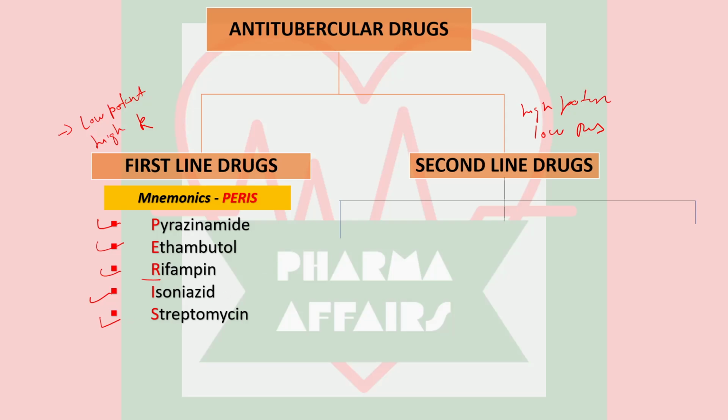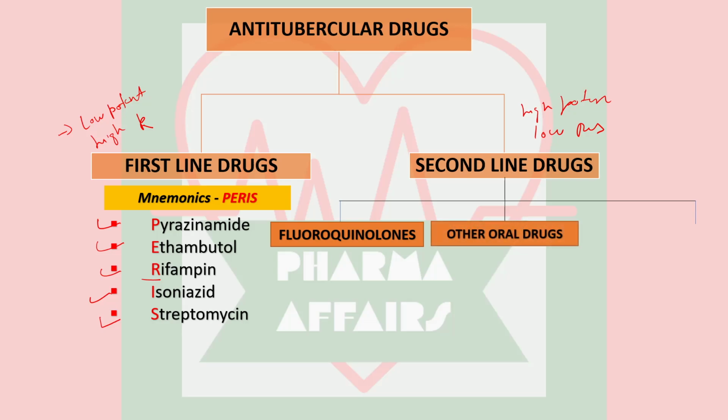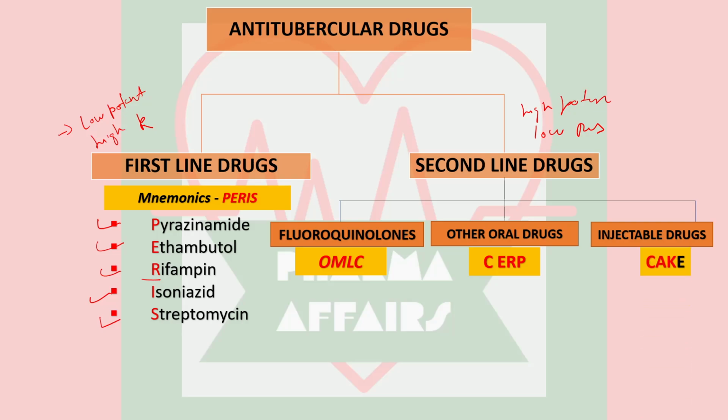Now, second-line drugs are further subcategorized into three parts: fluoroquinolones, other oral drugs, and injectable drugs. For fluoroquinolones, we have a mnemonic OMLC, for other oral drugs CERP, and for injectable drugs we have a mnemonic CAKE.